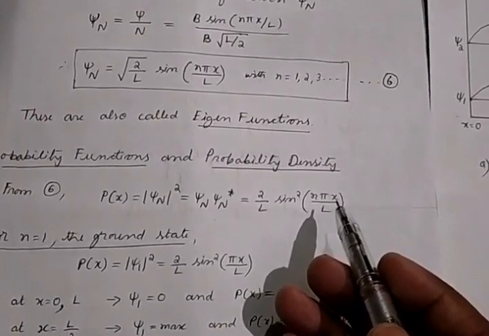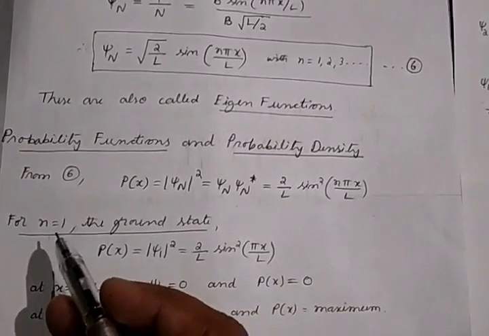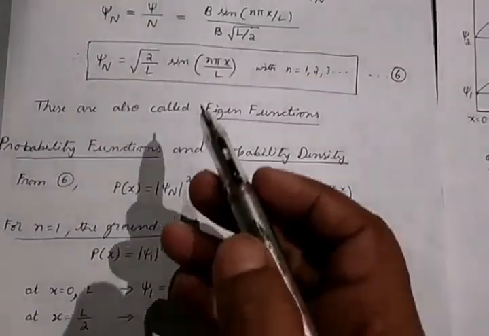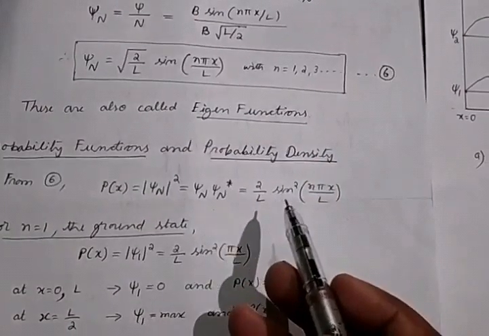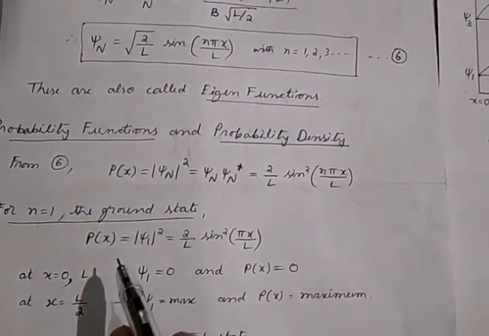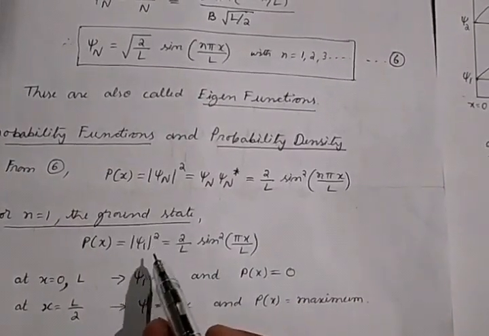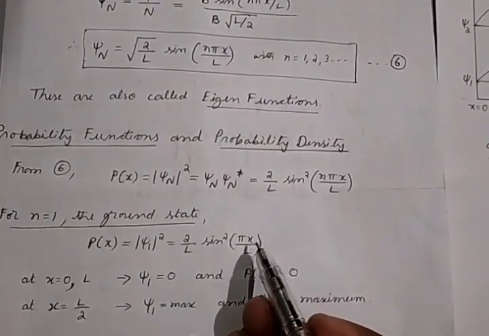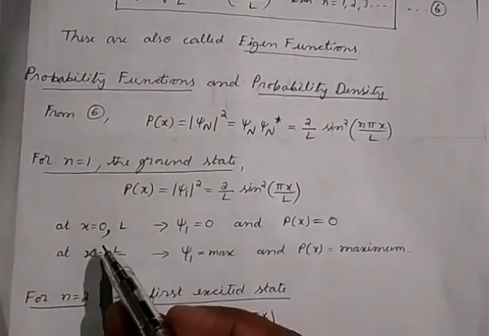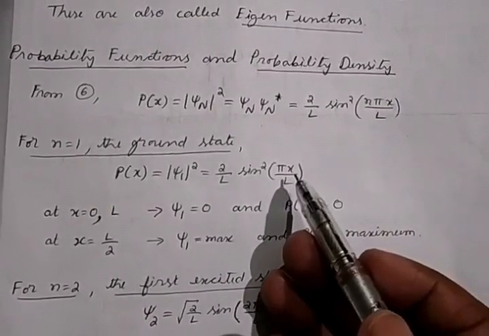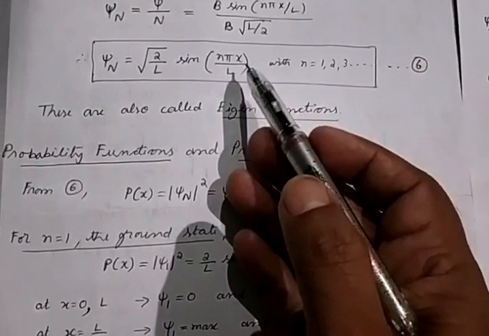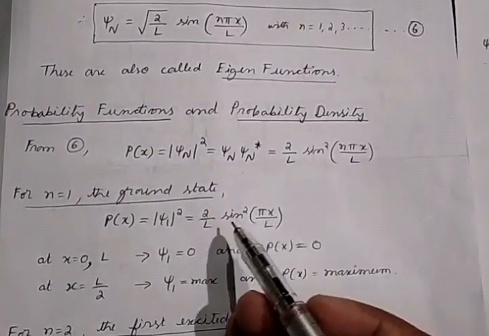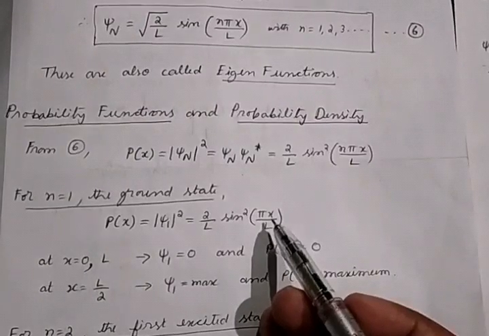Now let us see how this works out for different values of the quantum number n as well as different positions of the particle in the potential well. Let's start with n is equal to 1, the lowest energy level, the ground state. So we put n is equal to 1 in the wave function as well as in the probability function. Then the probability function becomes p of x is equal to mod psi n square is equal to 2 by L sine square of pi x by L. Now if I put x is equal to 0, the wave function becomes 0, and the probability function also becomes 0, because sine of 0 is 0.